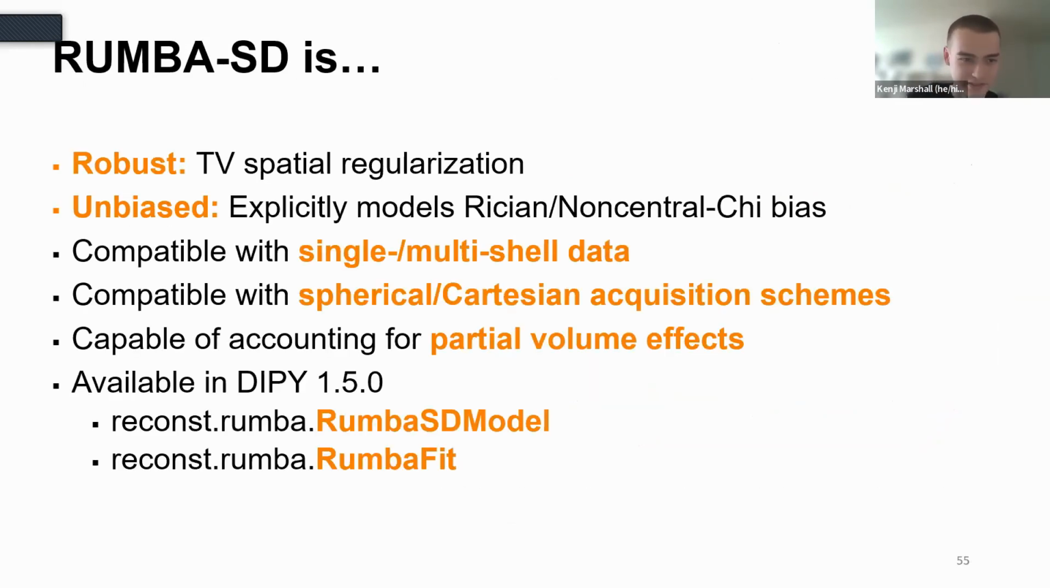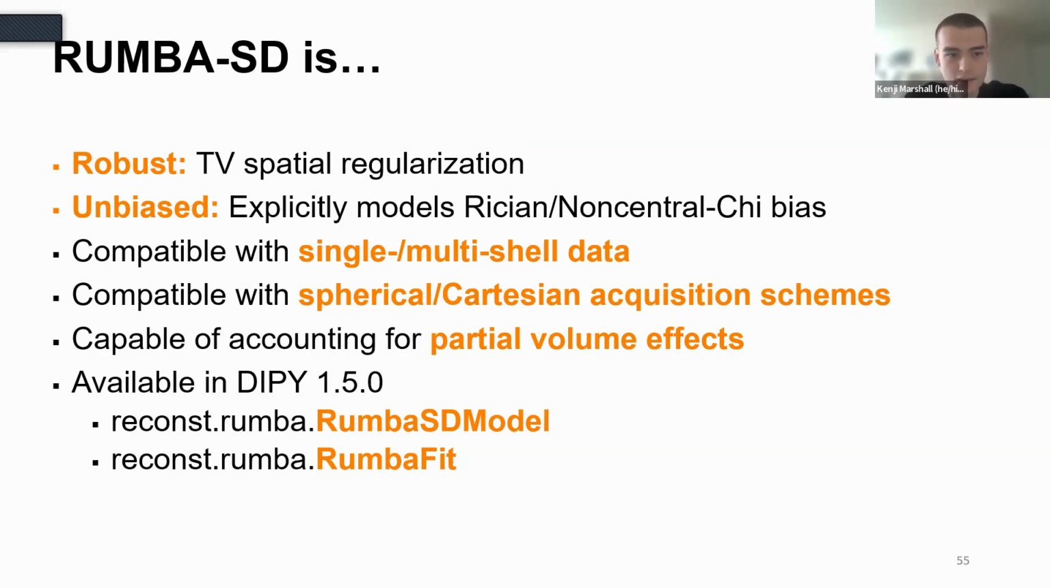So just some closing thoughts, a summary. RUMBA: R stands for robust, U stands for unbiased. It's robust because of total variation spatial regularization, and the option to apply that to your local reconstruction problem. It's unbiased because it explicitly models the Rician and non-central chi signal-dependent bias, using that likelihood expression we showed earlier.